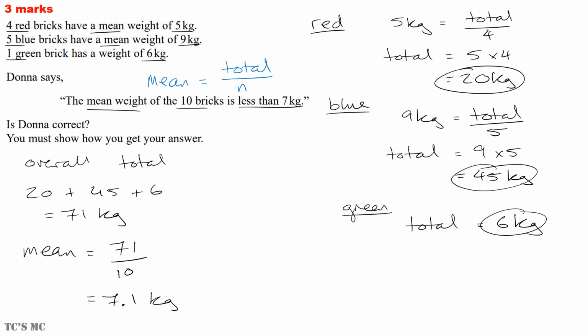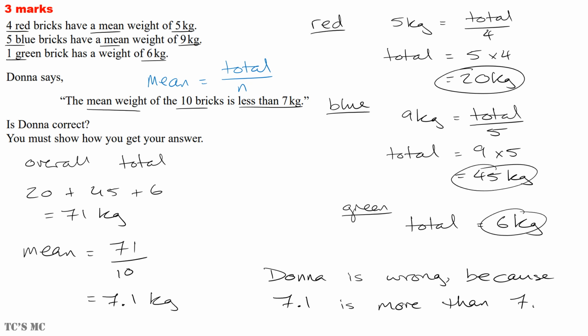Then we need to answer the question, is Donna correct? And we would say Donna is wrong. And now justify your answer, because 7.1 is more than 7. And now we have 3 marks.